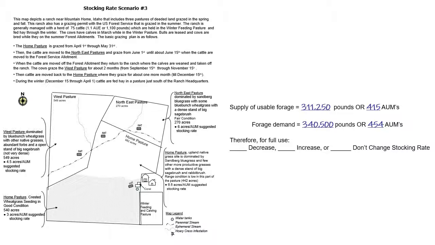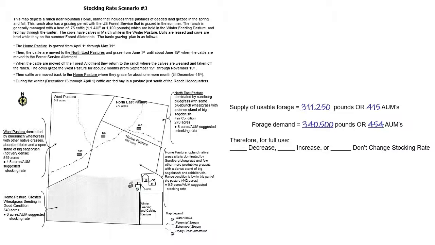So if you add it all up, you have about 311,250 pounds of supply. That's 415 AUMs. Your demand is about 340,500 pounds of demand, or 545 AUMs. That's pretty close. In the real world, these are such kind of broad guesses that those are probably close enough.